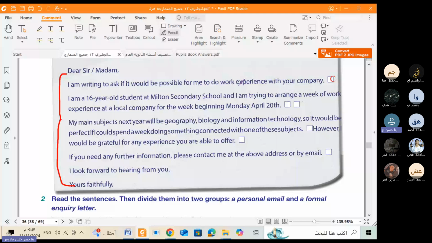What about the second paragraph? By the way, this statement is a paragraph. And I think you know that we can distinguish paragraphs by the line space between each paragraph and the other. So, Ibrahim, do you know how many paragraphs this letter has? How many paragraphs is it?